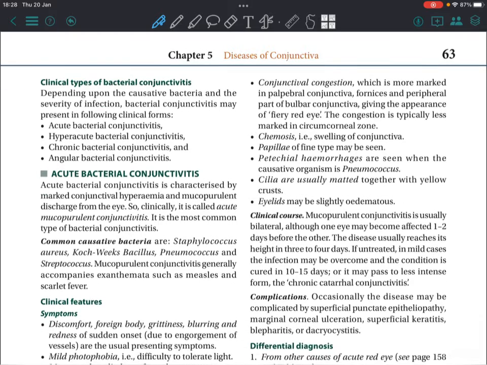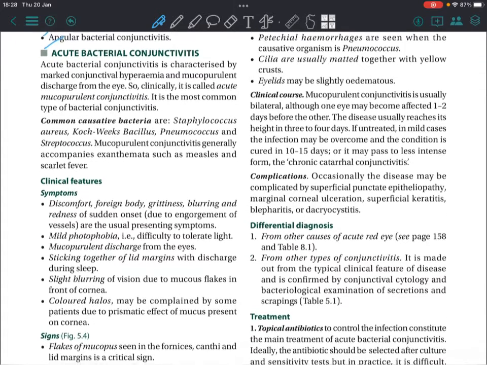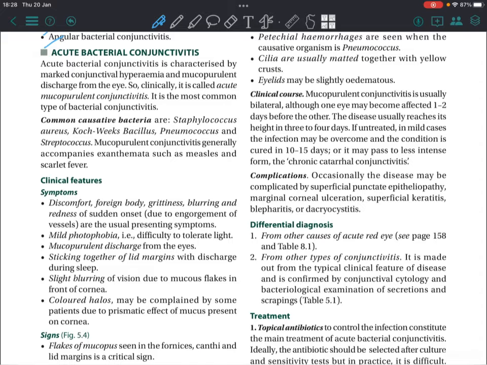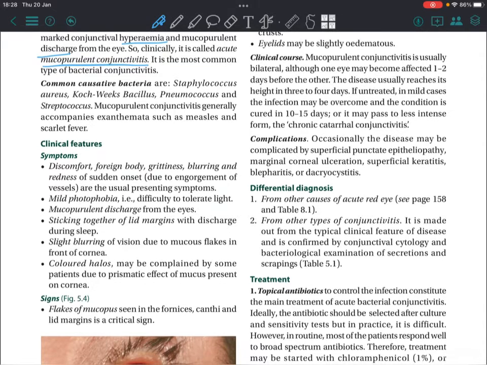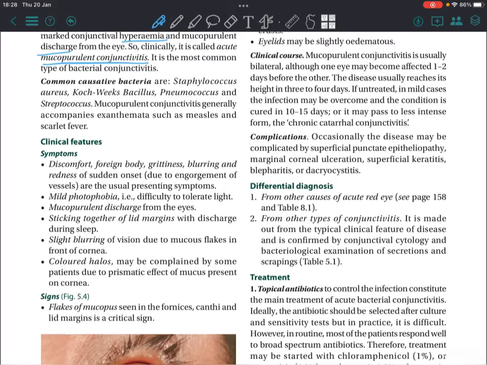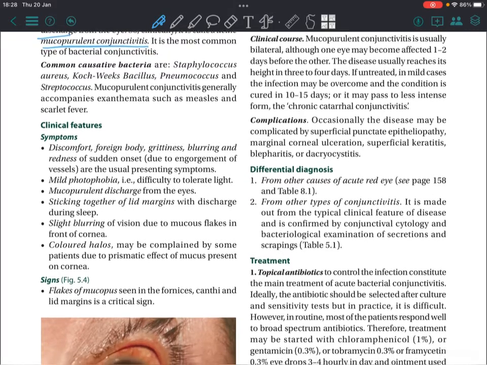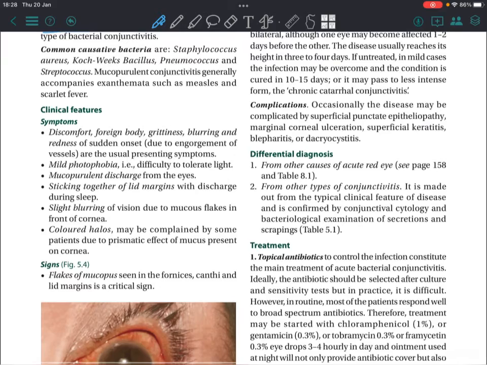Clinical types of bacterial conjunctivitis: acute, hyperacute, chronic, angular. Acute conjunctivitis is characterized by marked conjunctival hyperemia and mucopurulent discharge from the eye. So clinically it is called acute mucopurulent conjunctivitis. It is the most common type of bacterial conjunctivitis. Its common causes are Staphylococcus aureus, Koch-Weeks bacillus, Pneumococcus, Streptococcus, etc.